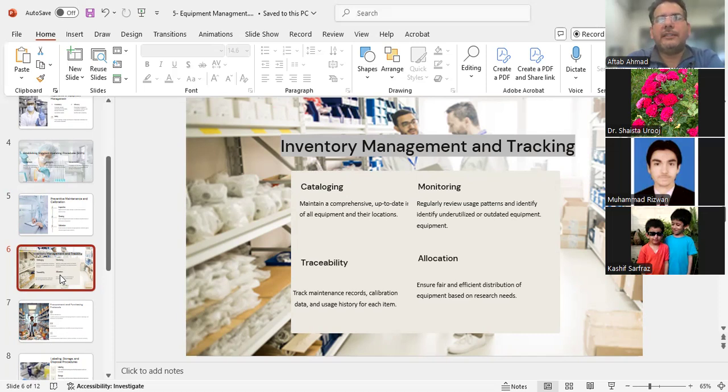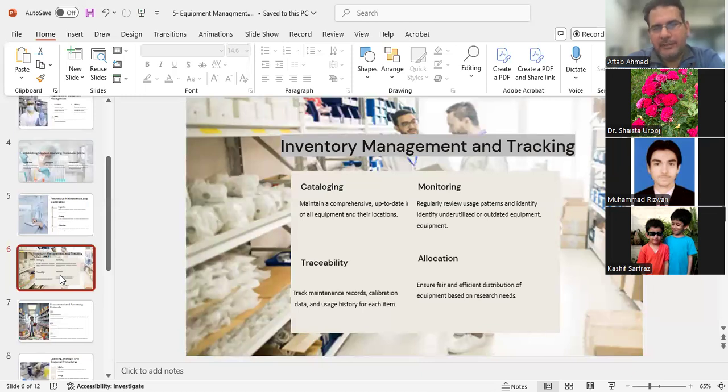So we must know where our equipment is located and what is the nature of equipment. Sometimes we have multiple equipment, for example multiple PCR machines sitting in room A and then in room B, so we should have a proper catalog of all the equipment that we have in our laboratory.